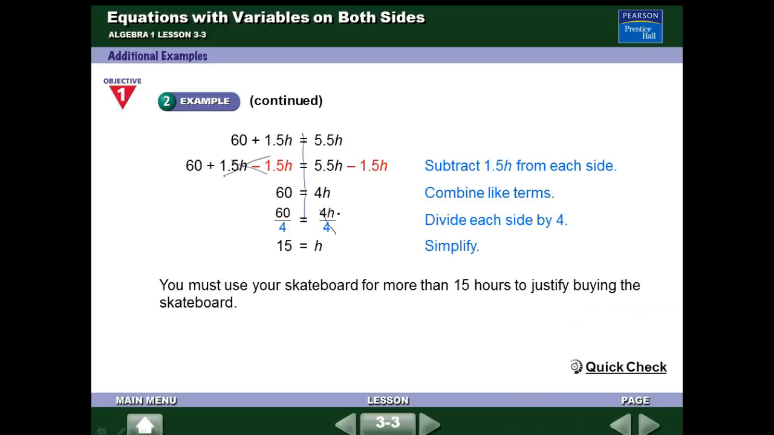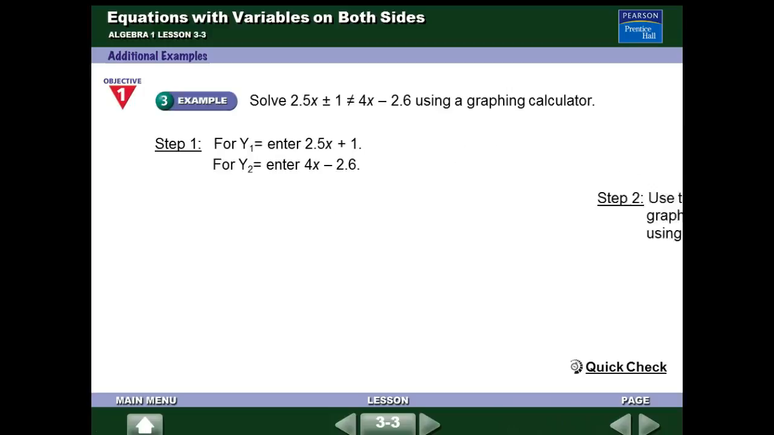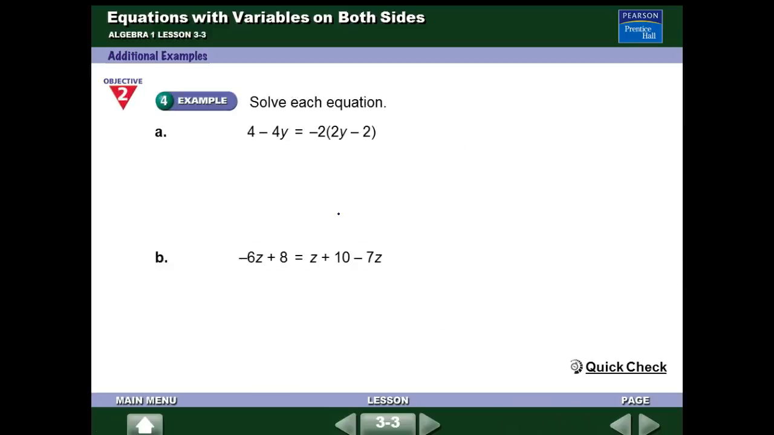So after 15 hours, that is when you're better off to buy the Friends board. All right, we're going to move into another example here.